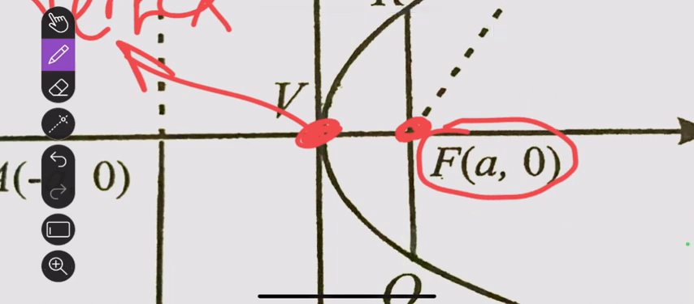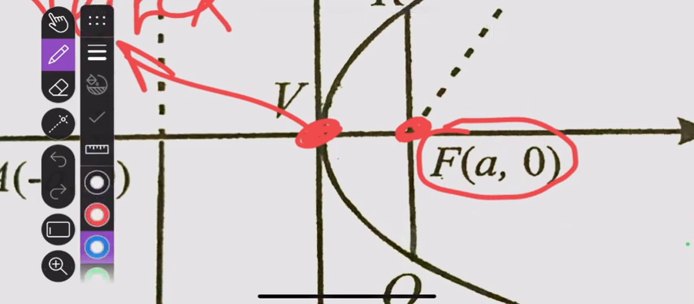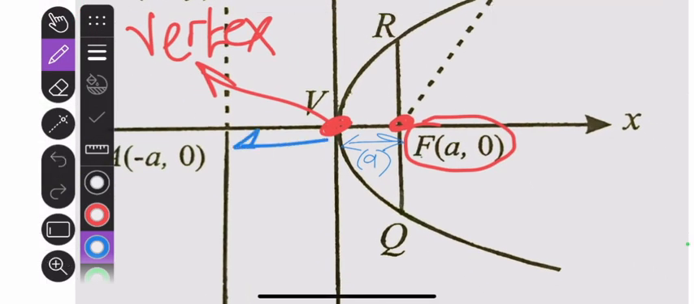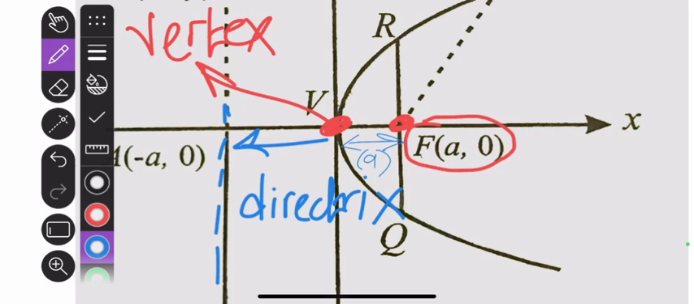Now, this a, let me zoom in again. This a here is the distance between the vertex and the focus. So the distance here is a. And if we move a unit in the other direction, we get the directrix. That is, if we move a unit to the other direction, we find the line of the directrix. So this broken line here is called the line of the directrix. Directrix is spelled this way.